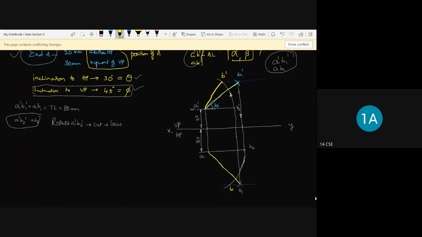This is the final views. So just check whether this line B dash and B are in the same line or not.